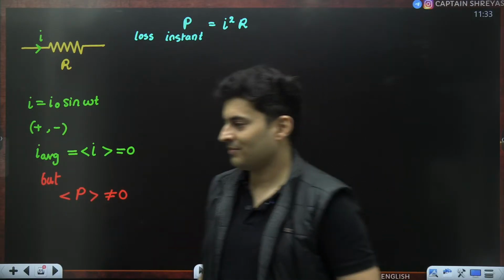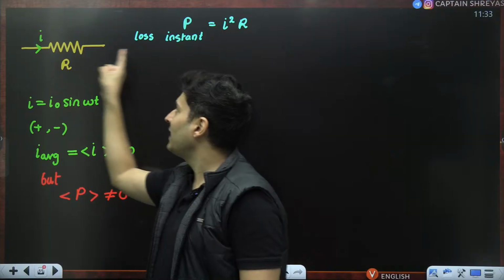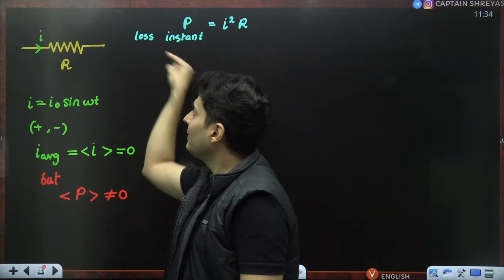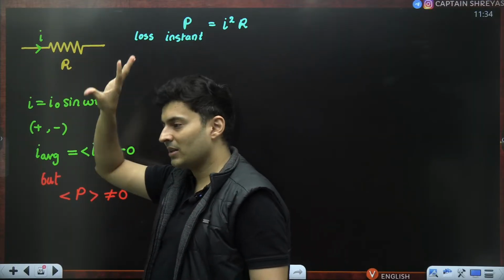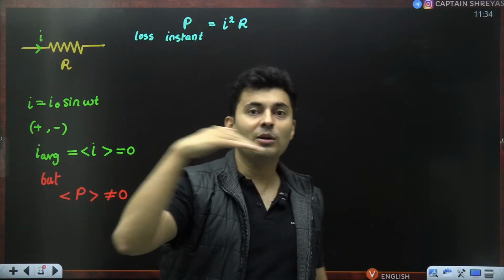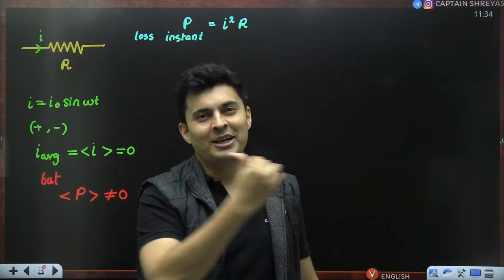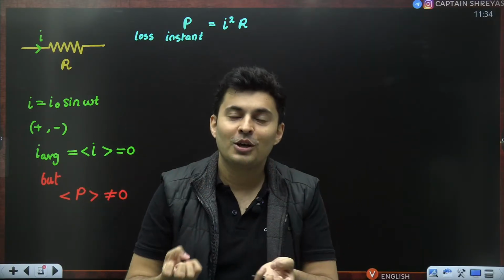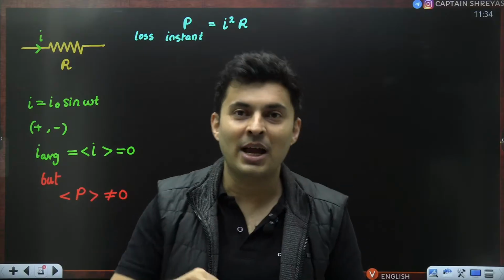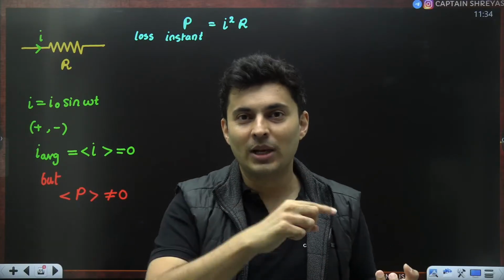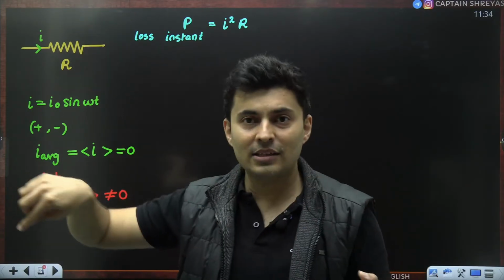Think about it. Even if the current goes like this, energy is lost. Even if the current goes like this, energy is lost. So it's not like if the current goes like this, energy is lost, and the current goes the opposite way, energy is being taken back. It's not like that. You go like this, it gives out, it goes like this, it takes back.